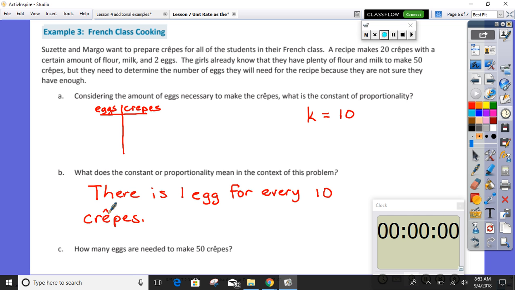Okay, part C, how many eggs are needed to make 50 crepes? Bella? 5 eggs, good. And as I was walking around, a lot of you were completing the table. The most common thing I saw was 2 eggs, 20 crepes, 4 eggs, 40 crepes, and then a lot of people just jumped right to 5 instead of going up to 6. You stopped at 5, so you did 5 eggs for 50 crepes. Okay. Any questions about any of that?